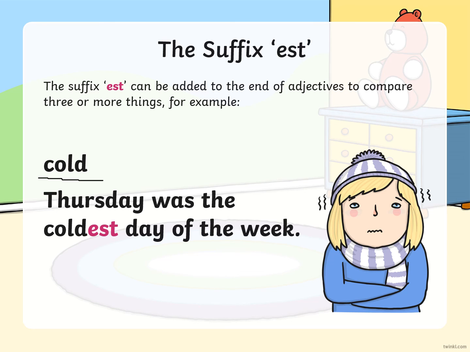And now let's read the sentence. Thursday was the coldest. So you can see they've added the suffix est to the end of the adjective cold. Thursday was the coldest day of the week. Let's see if we can find the three or more things in this sentence. Thursday is our first thing, and we know that there's 7 days in a week. Therefore, we're comparing three or more things.